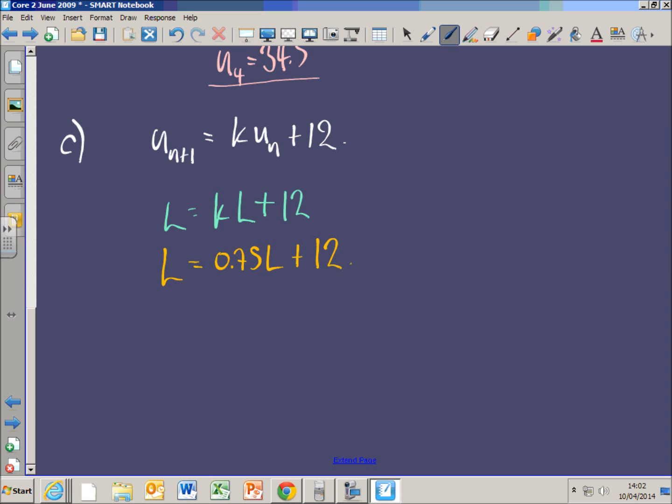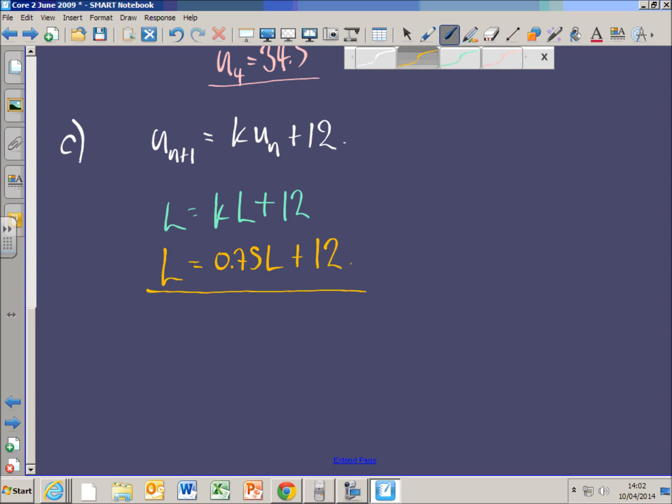Okay? So that's the equation that we have for the limit. L equals 0.75 L plus 12. How do I actually find the value of L? I think the easiest way, for some reason people tend to struggle actually solving this. It's quite an easy thing to solve.